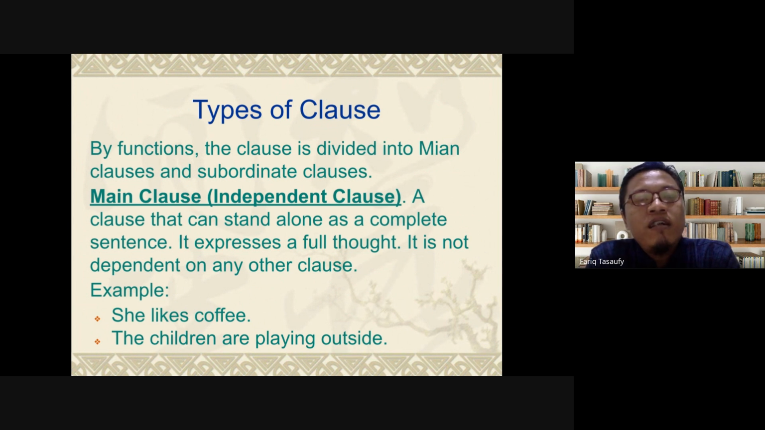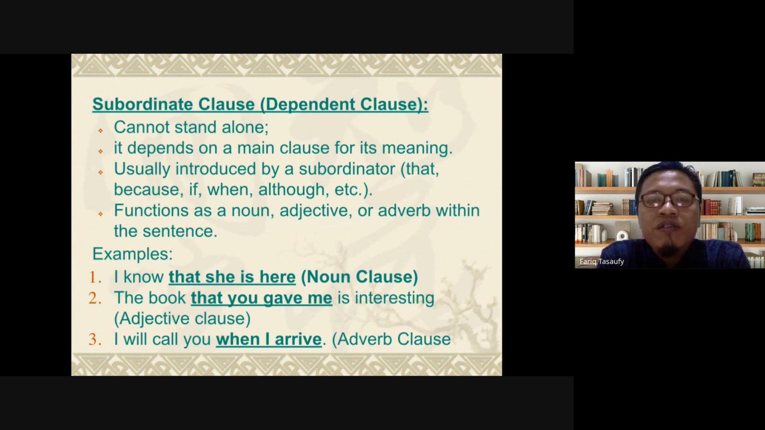So in a main clause, you do not need another clause to get the full meaning of it. It is already an independent clause. You can understand the meaning of a sentence or clause just by looking at a single unit, like this one, "she likes the coffee." You don't need to add another element after it. And the next type is the subordinate clause or dependent clause.